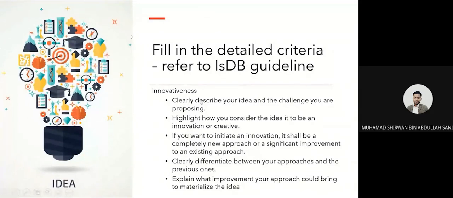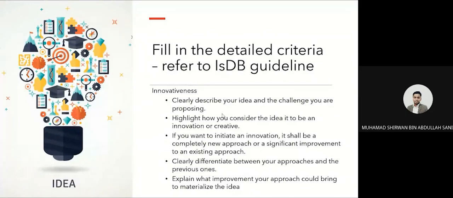The good thing about the ISDB guideline that I share with you, they provide a question to you, so you just answer the question one by one within the framework of your idea. Okay, so for example, you have to fill in the criteria on innovativeness. So you have to describe the idea and the challenge you are proposing. Yeah, because you want to solve a problem, so you have to issue the challenge first.